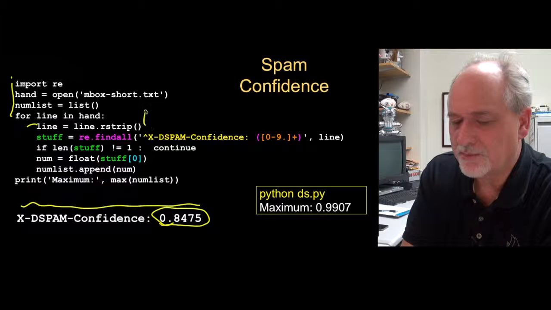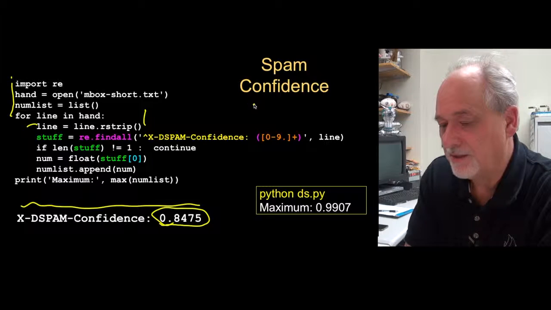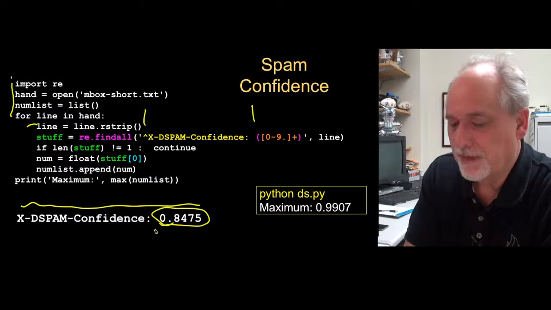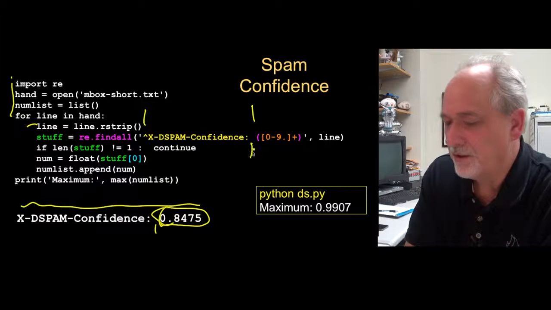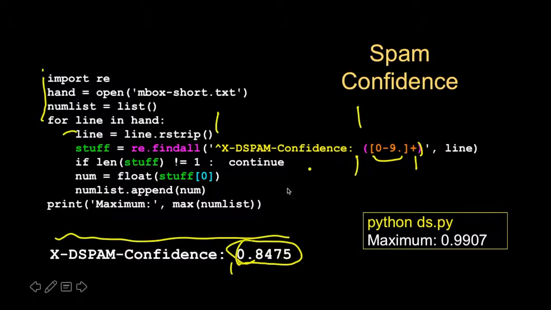Our regular expression looks for lines that start with X-DSPAM-Confidence colon. That's a pretty strong match. If that's not there, we're not going to get anything. Then there's a space, and then start extracting, and go as long as there are one or more digits and dots. That's a single character, and that's one or more, and then stop extracting. So that says start extracting, greedy, greedy, greedy, greedy, stop extracting. And that's what we're going to get.